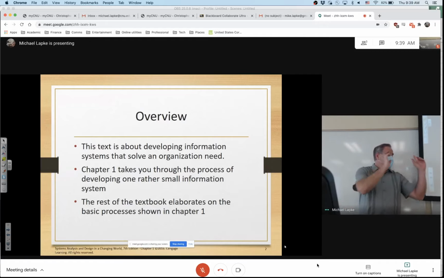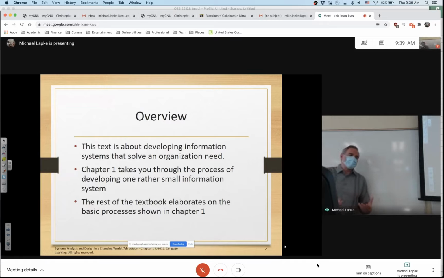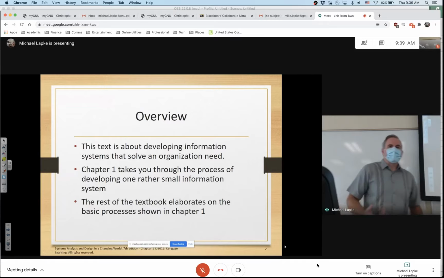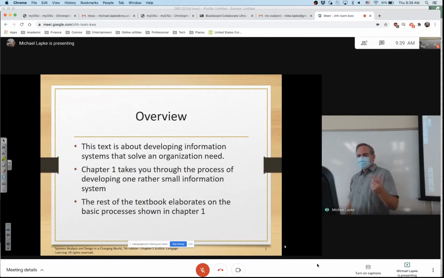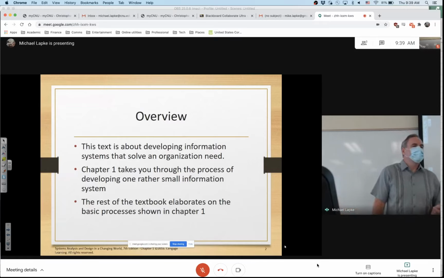But anyway, this scope and scale is so far beyond what you may have developed before that any experience you have as a developer really only scratches the surface as to what you might have to do when you're building a true information system. So it says in that first point, this text is about developing information systems that solve an organization's needs, it should say.